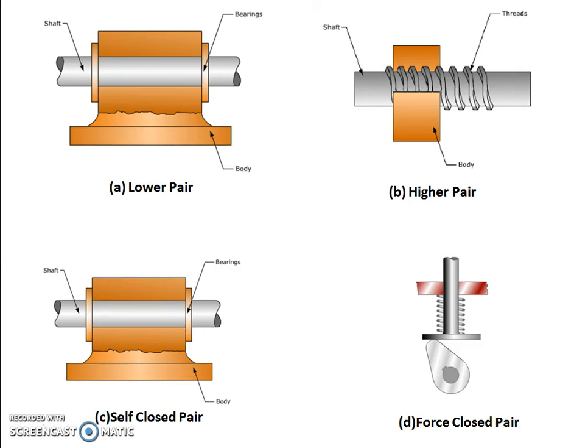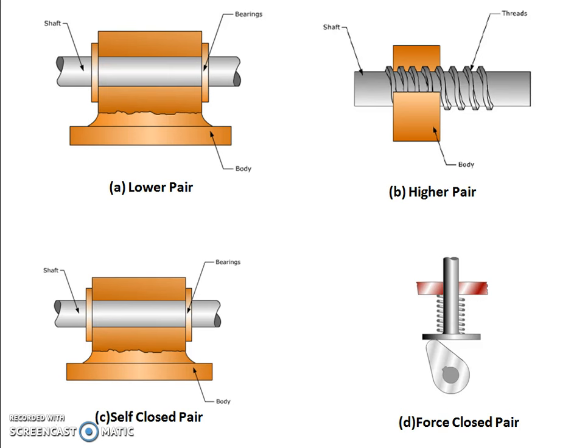The next type of pair is the lower pair. When two elements of the pair have a surface contact when relative motion takes place, and the surface of one element slides over the surface of the other element, the pair formed is a lower pair. For example, a shaft with collars at both ends fitted into a circular hole has a turning pair with surface contact between the two elements. This type of pair is called a lower pair.